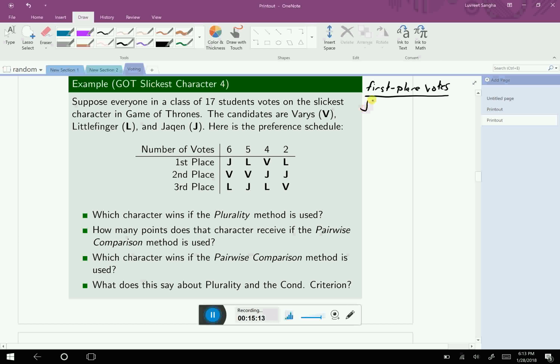So this should be quick. But J has 6 from that first column. L has 5 in one column, and then 2 in another. So overall, that's 7. And then V has 4. So L wins using plurality.